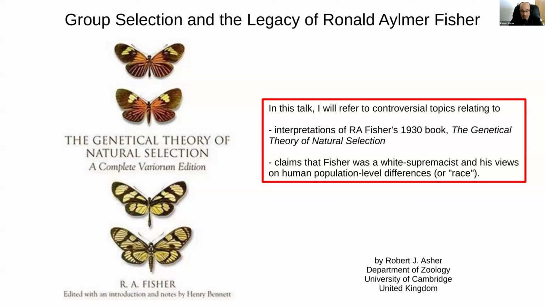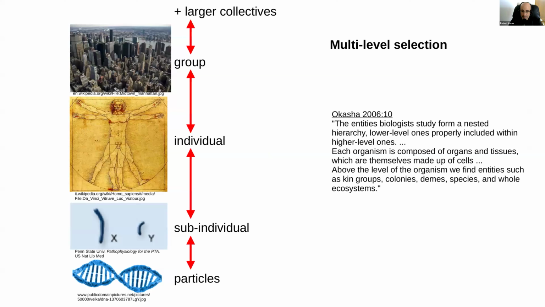Part of that, or most of that, was related to claims, particularly in the book that's on my title slide here, that Fisher was a white supremacist, and I'm going to refer to his views on population-level differences among humans, also known as race. All of this is really, really controversial stuff. So again, I'm grateful for the fact that you guys are here and willing to hear me out.